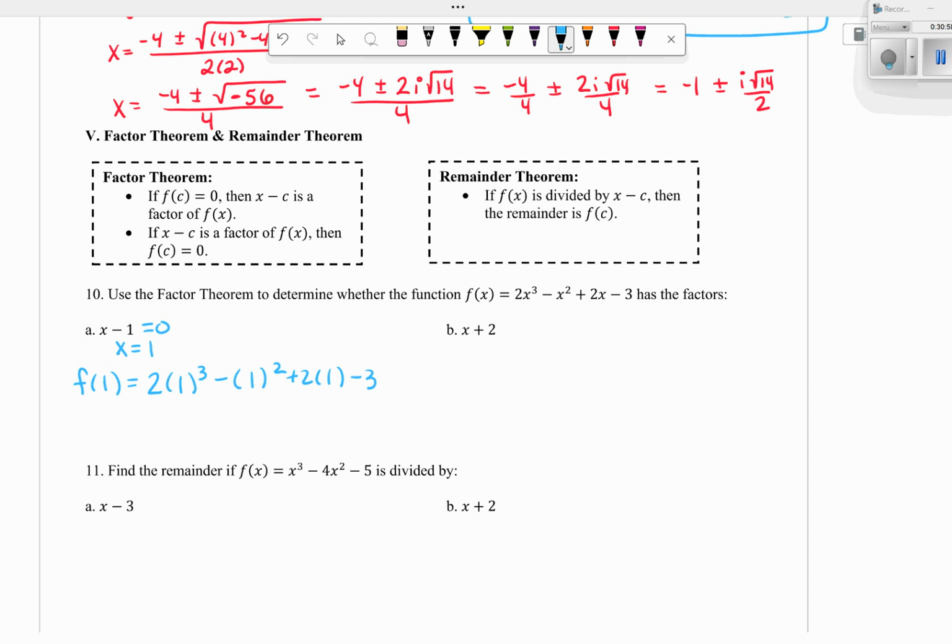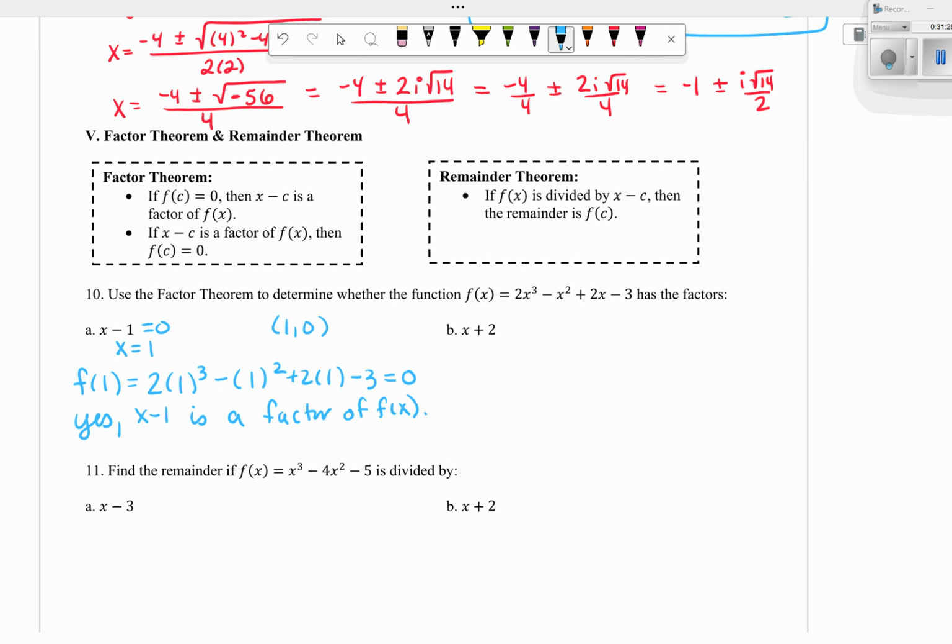So if I do plug this in, I get 0. So yes, x minus 1 is a factor of f of x. And that's because the remainder is 0, which means, again, that you have a y coordinate of 0. So this would be the point 1 comma 0 on the graph.